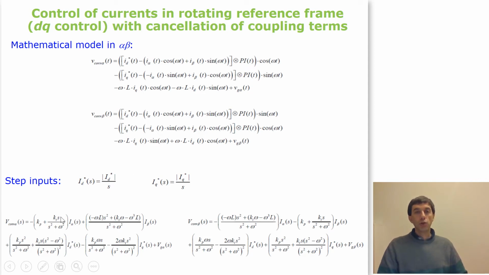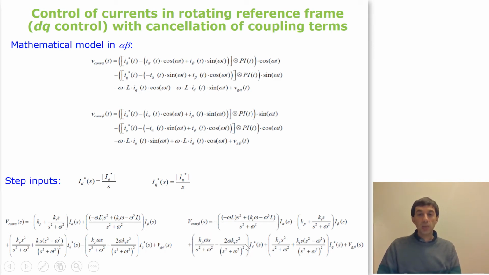They are quite similar to, if you remember, the alpha beta control, but they are not exactly the same. There are some similarities, but obviously, they shouldn't be the same because they are different controls. So here we have one term multiplying the alpha current. Here we have the coupling, because beta current is also affecting the alpha voltage. And then here we have the two terms for the current references. And finally here we have the feed-forward voltage term.